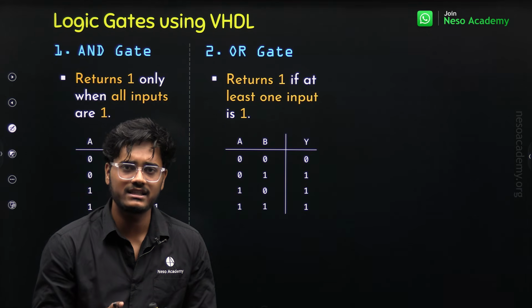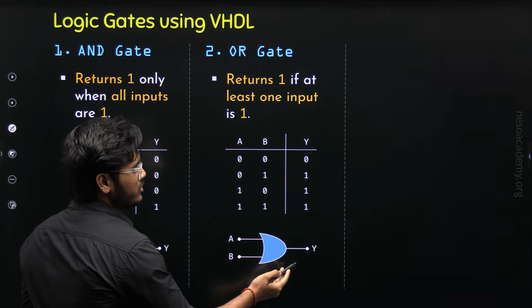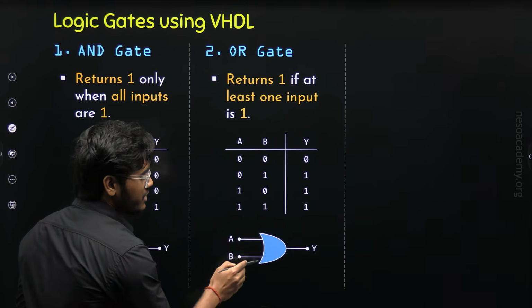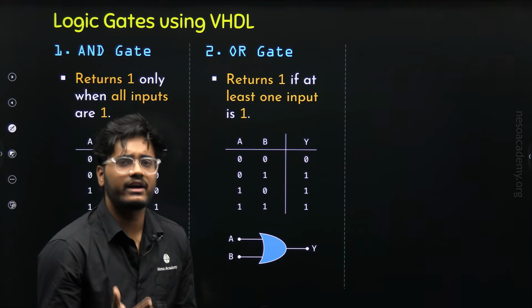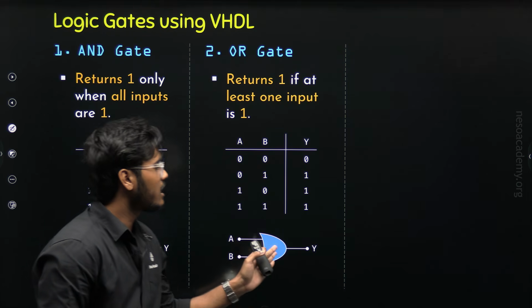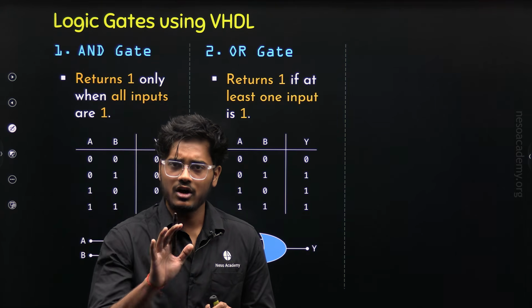Now, let's see the symbol for the OR gate. This is the symbol for the 2-input OR gate. On the input side, it has a curved or concave shape, which represents a funnel which takes multiple input combinations and generates a single output. So, we are done with the OR gate.